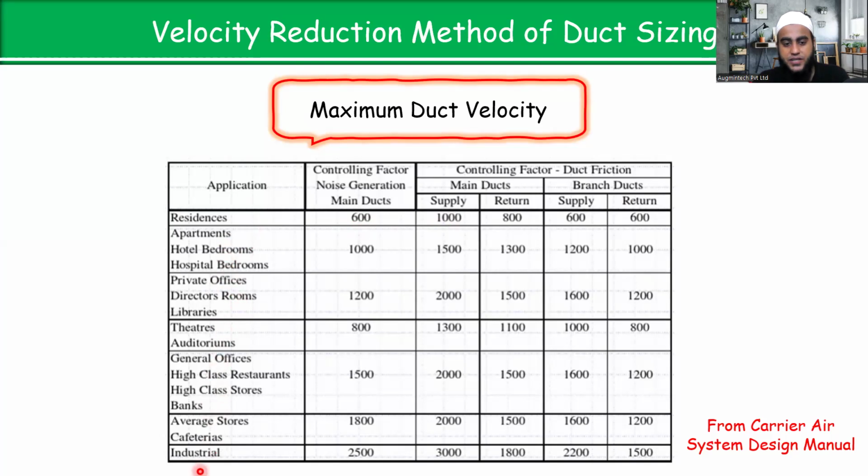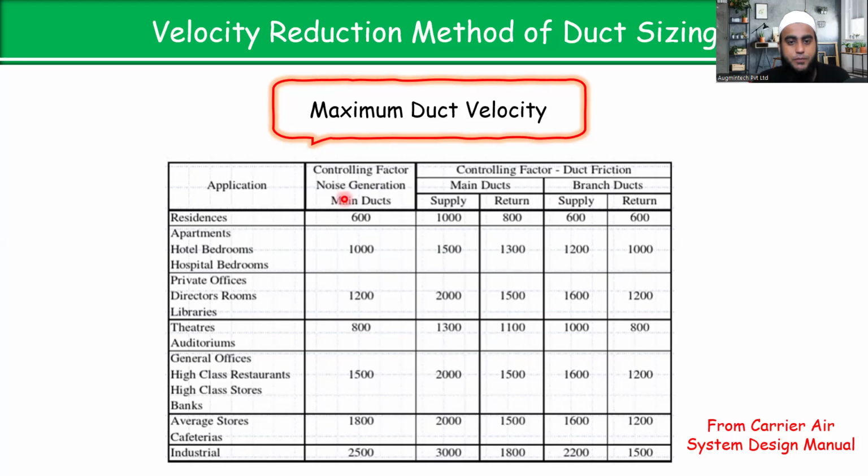As per your application, suppose you are designing for offices, in the main duct you can go up to 2000 because it is a commercial space. So no problem; if noise is a little bit more, no problem. Commercial space, return duct, supply, return. So here the velocity range is given. Now I will take one example, so you will easily understand what this velocity reduction method actually is.